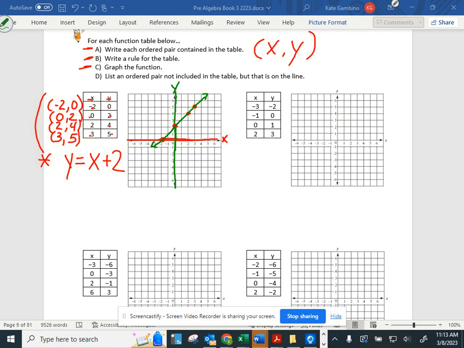Now I need to list an ordered pair not included in the table, but that is on the line. So, anybody know how to do that? Evelyn? Following the line works sometimes and not other times, because sometimes we're not very precise when we draw our line. My line is not completely straight, and it can really goof us up if we just eyeball it and say, this will be on the line. There's a way to know precisely. Do you know, Emily?